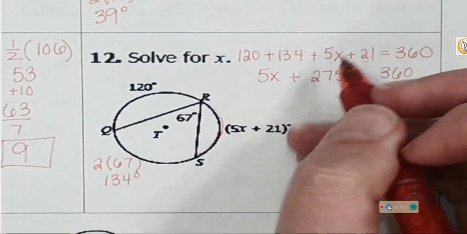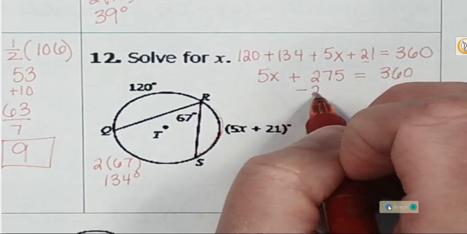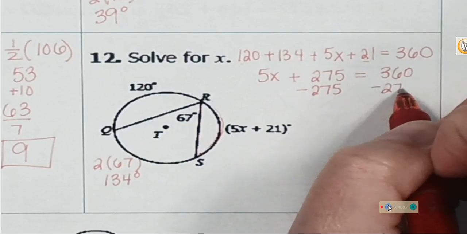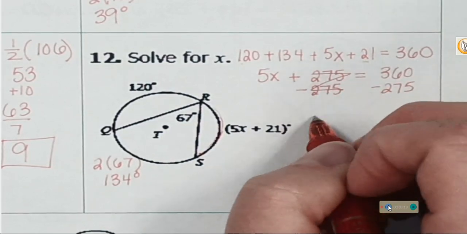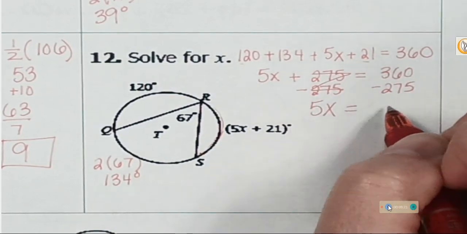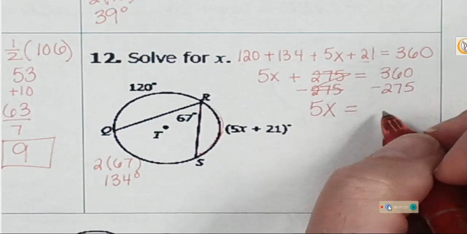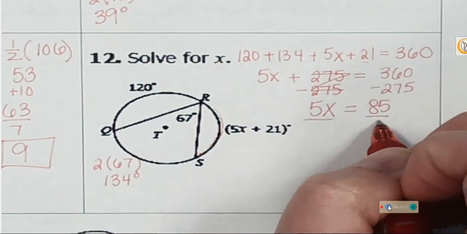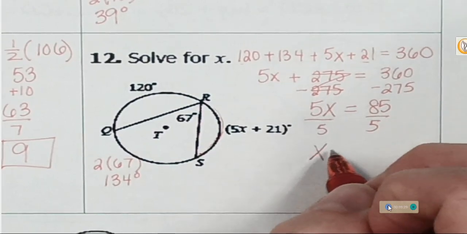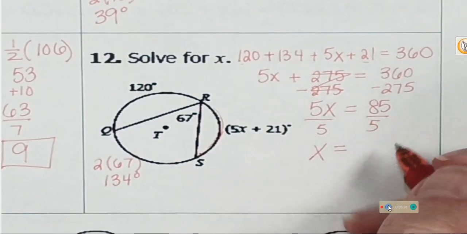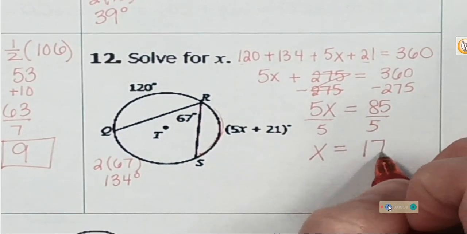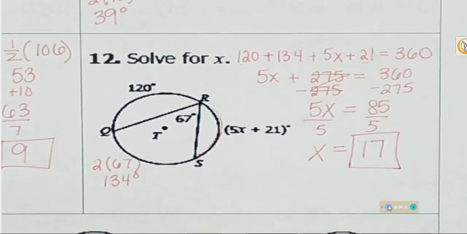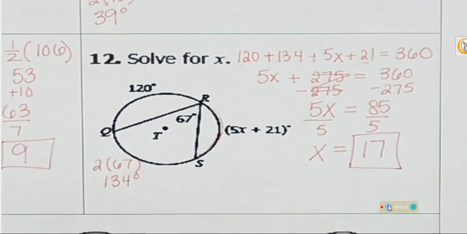How do I move to inverse 275? I'm going to subtract it. So, inverse is 0 out. I got 5x equals, what is 360 minus 275? 85. How do I undo times 5? Divide. X equals, what's 85 divided by 5? 17, my friend says. I trust him, but you verify. Yeah, that's right. Good. So, all I had to do was solve for x because that's what the directions told me.